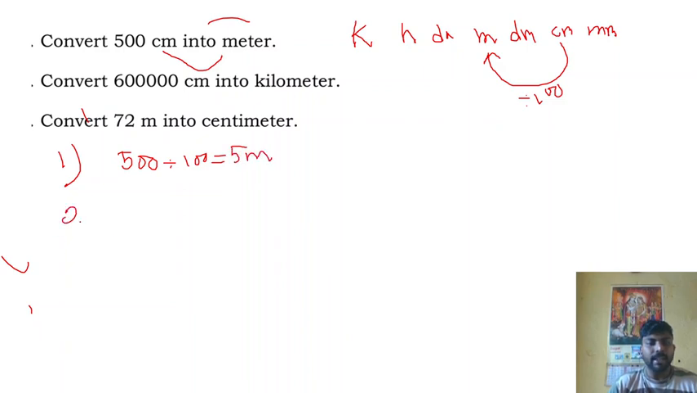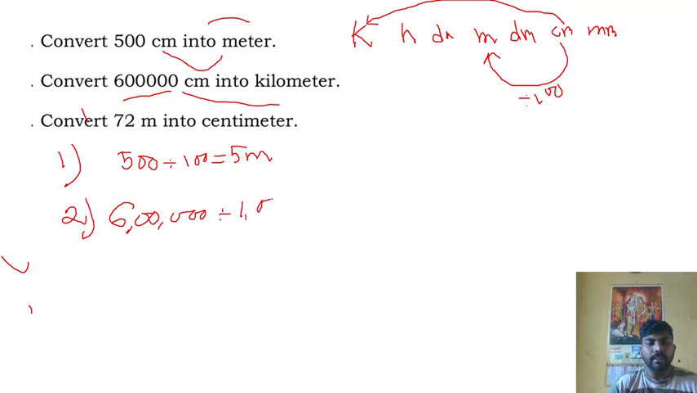If I talk about the second question, it is given 6 lakh centimeter into kilometer. From centimeter to kilometer, you can see we have to divide by 1 lakh. So I am writing 6 lakh here, then I divide by 1 lakh, and the zeros we have to cancel here. So what are we getting? We are getting 6 kilometer, sorry, 6 kilometer is the answer.